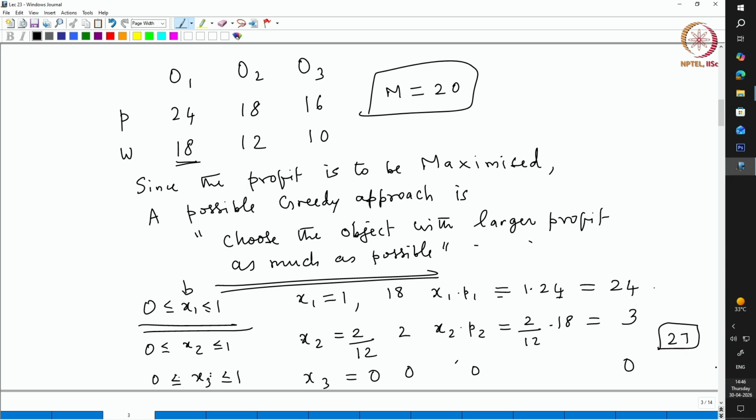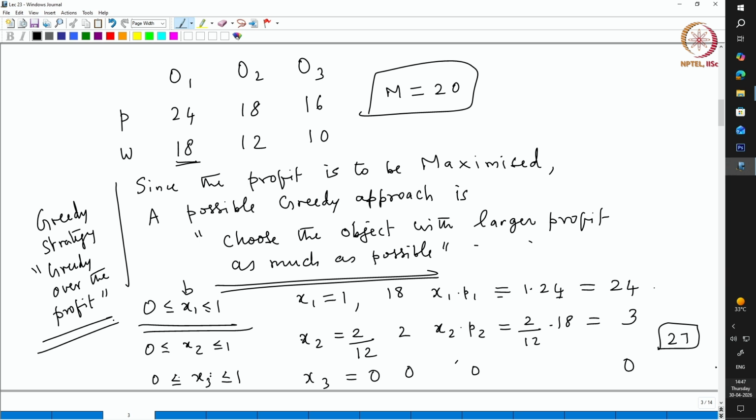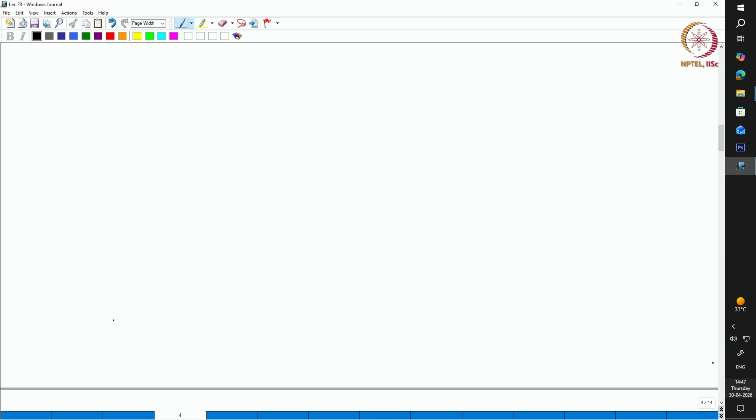Therefore, if we apply this greedy strategy, you are greedy over the profit, and when you behave greedily over the profit and arrive at a solution, it yields a profit of 27. Is this optimal? This is not optimal.